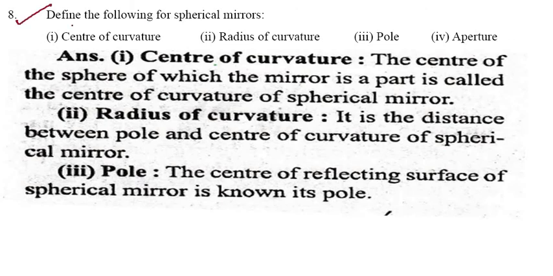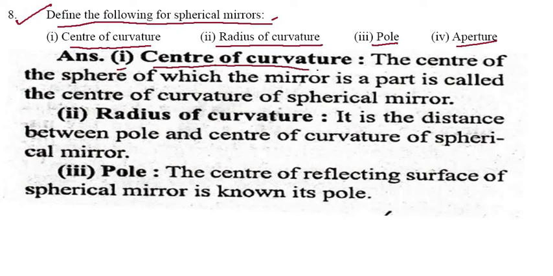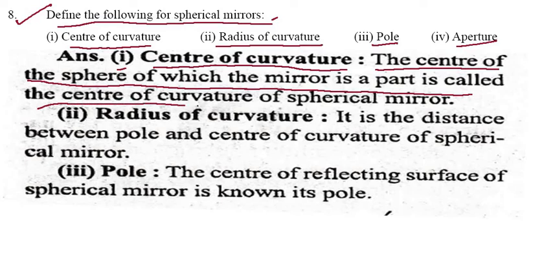Now come to the eighth question. Define the following terms for a mirror: first center of curvature, second radius of curvature, third pole, fourth aperture. So the answer is, you can say, center of curvature: the center of the sphere of which the mirror is a part is called the center of curvature of the spherical mirror.